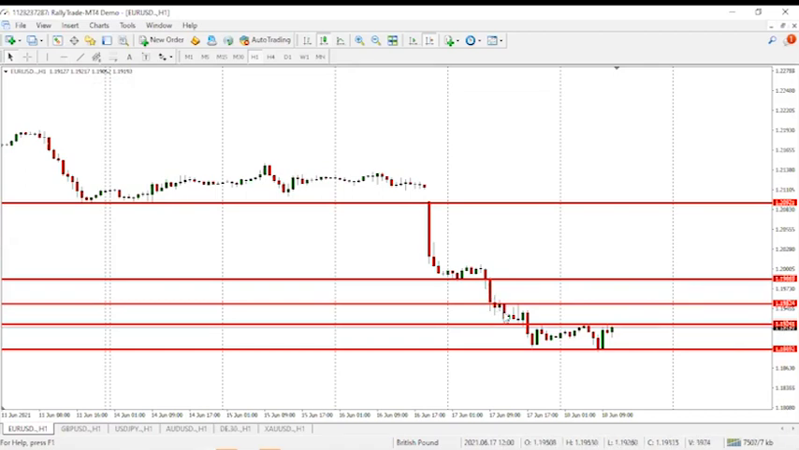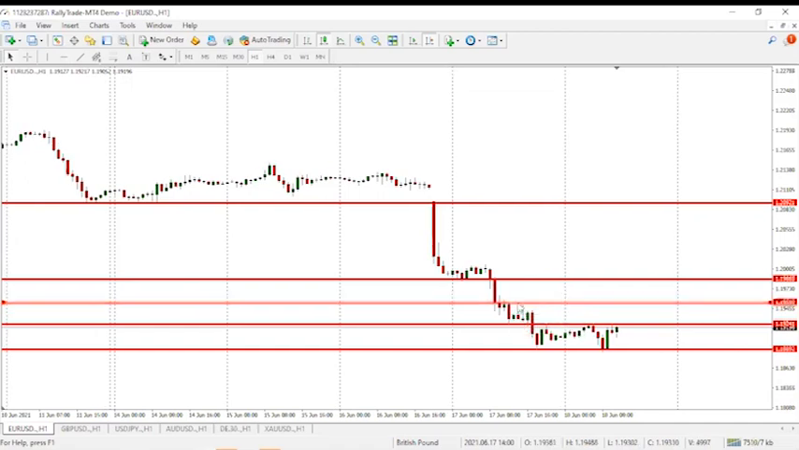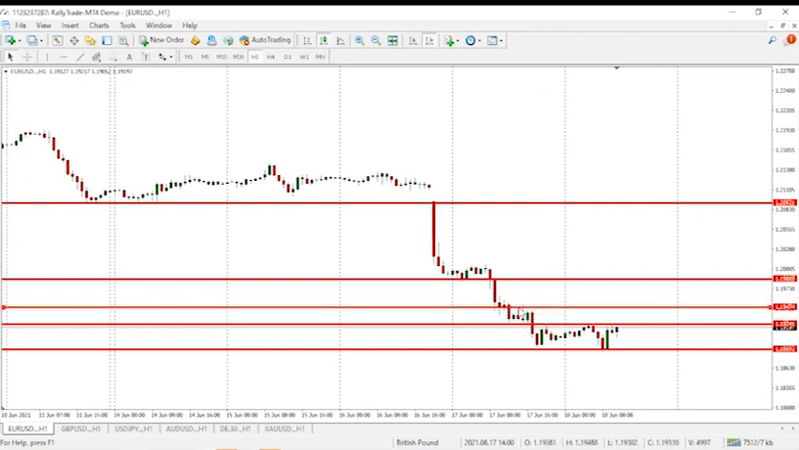Because every support level here is now a resistance zone. Every support level is now a resistance zone. So this was our support level, so this is a resistance zone. So what we are saying is that as price begins to go up, it's going to be hitting all these buy stops. It's going to be picking all these buy stops.